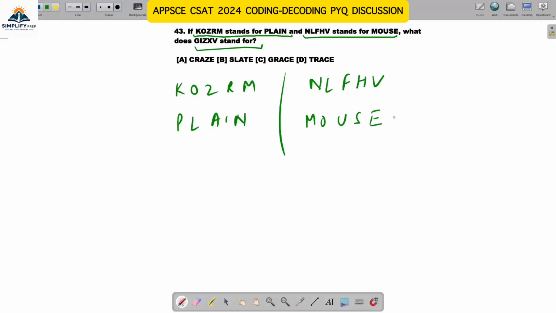Sometimes they will give just one code, but it is good that they have given two examples, so you can always cross check your logic in both the examples. Your logic should satisfy both codes. And then the question is asking you what this GIZXV stands for. So why is this question tricky?